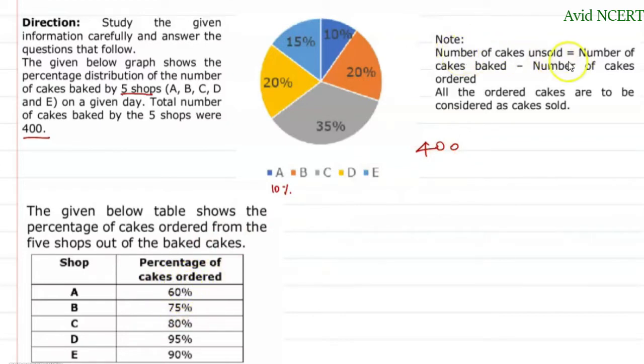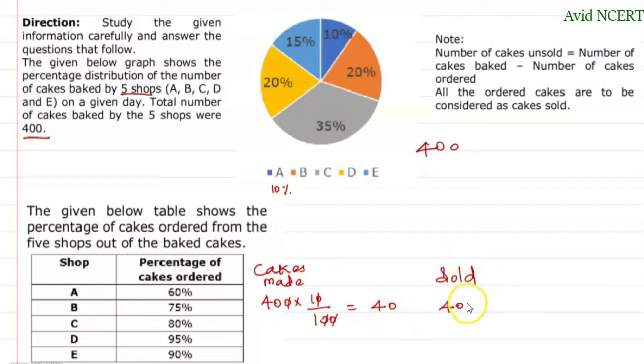Note, the number of cakes unsold will be equal to the number of cakes baked minus the number of cakes ordered. So for example, check for A alone. For shop A, out of 400 cakes, it made 10%, that is cakes made. So out of this 400, it made 10% of cakes, 10 by 100. The zeros get cancelled, which equals 40 times 1 is 40. So out of this 400 cakes, it made only 40 cakes. And out of these 40 cakes, 60% were ordered, which is sold. So the sold cakes here is 40.